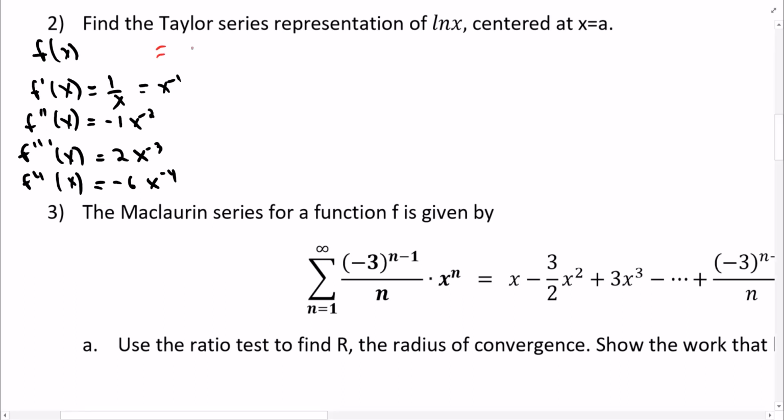And then if we plug in a to all these things, when we plug in a, this is just going to be natural log a. This one's going to be 1 over a. This one's going to be negative 1 over a squared. This one's going to be 2 over a to the third. This one's going to be negative 6 over a to the fourth.